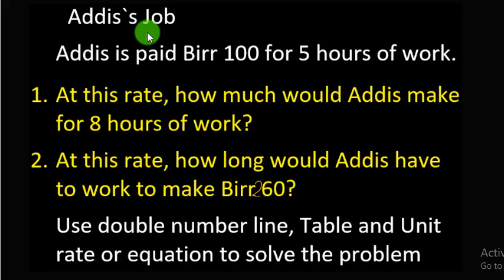Addis' job. Addis is paid 100 birr for 5 hours of work. At this rate, how much would Addis make for 8 hours of work? At this rate again, how long would Addis have to work to make 216 birr? Use double number line, tables, and unit rate, or you can also use an equation to solve the problem.